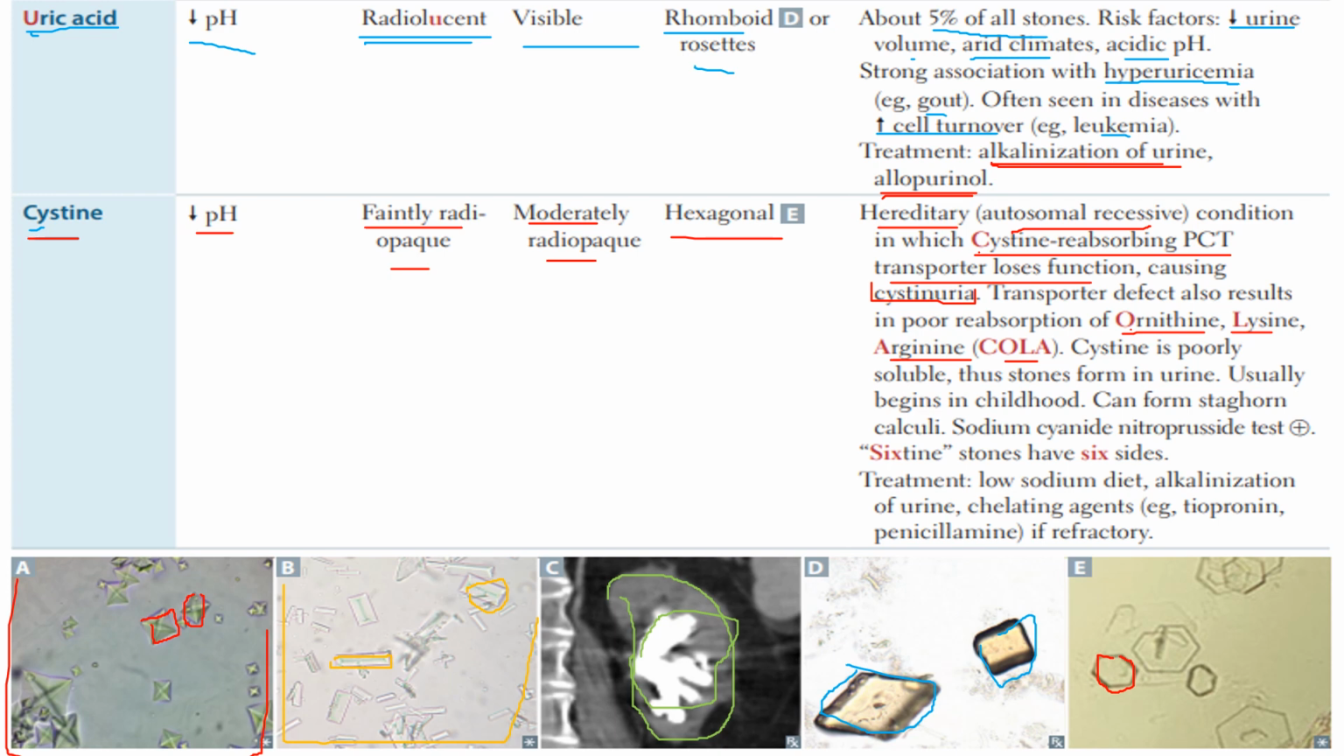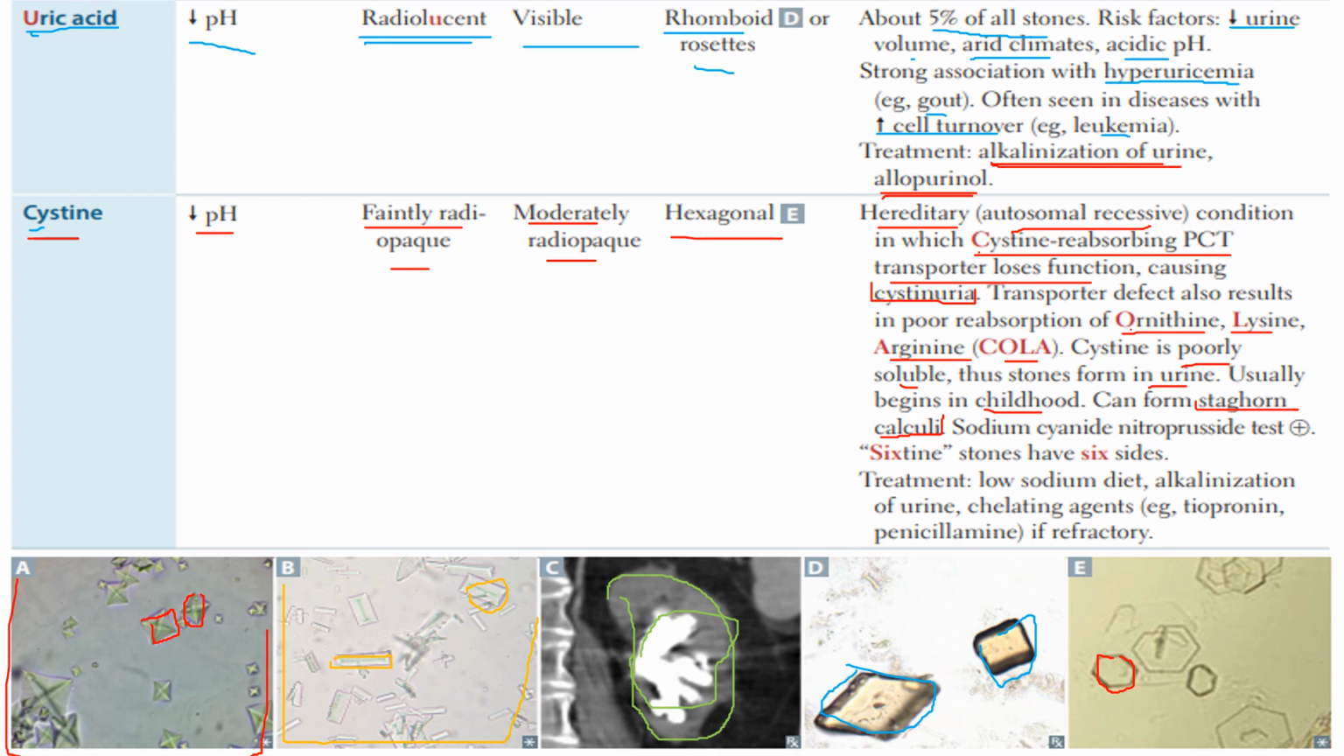Cystine is poorly soluble, that's why stones form in the urine. They usually begin in childhood and can form staghorn calculi, like ammonium magnesium phosphate stones. It also forms staghorn-like calculi.